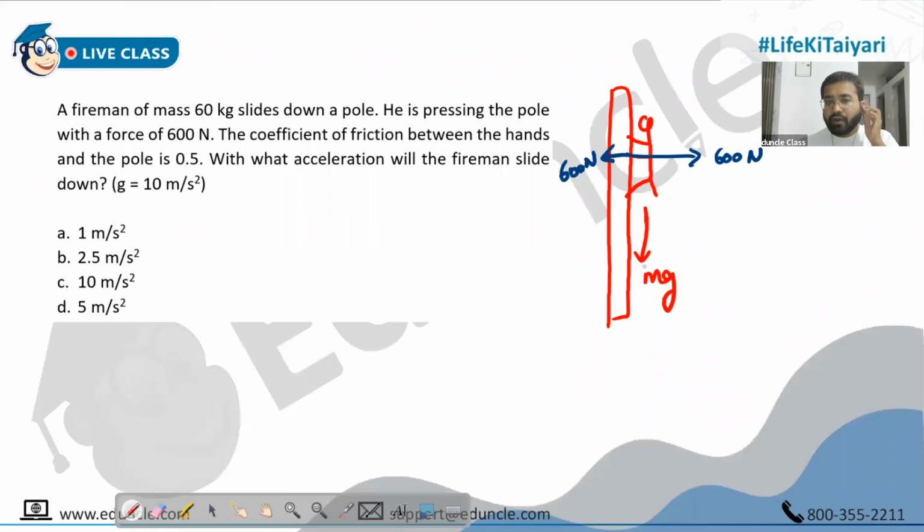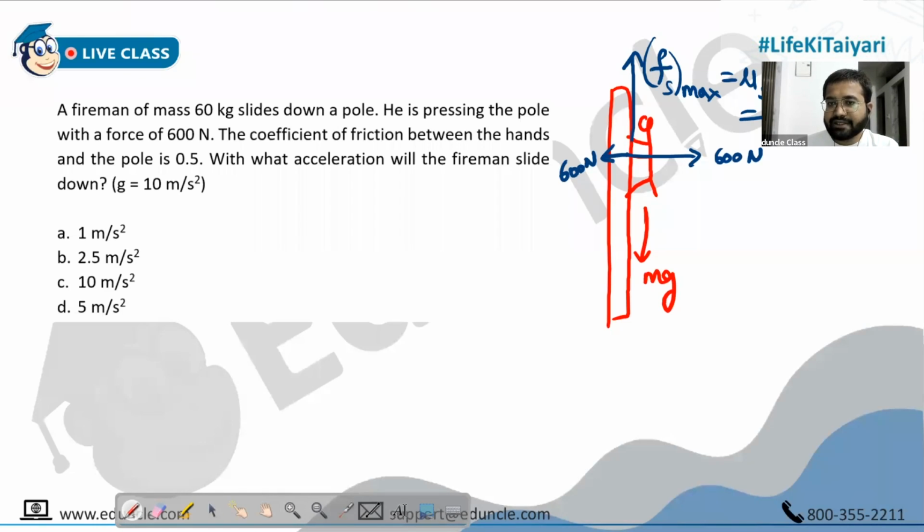Now, in which direction will the friction act? Opposite direction of acceleration. Since the person is sliding down like this, friction has to act in the opposite direction. And because they have mentioned it is already sliding, it means maximum friction has reached. So what is the value of the maximum friction? Mu s into N. What is mu s? 0.5.